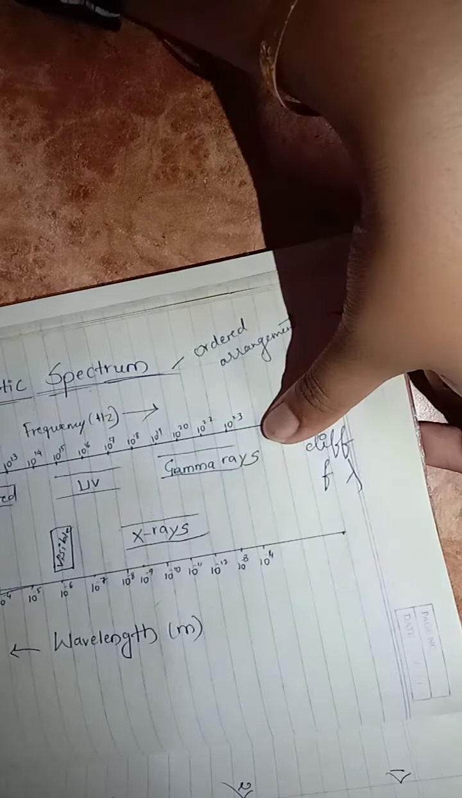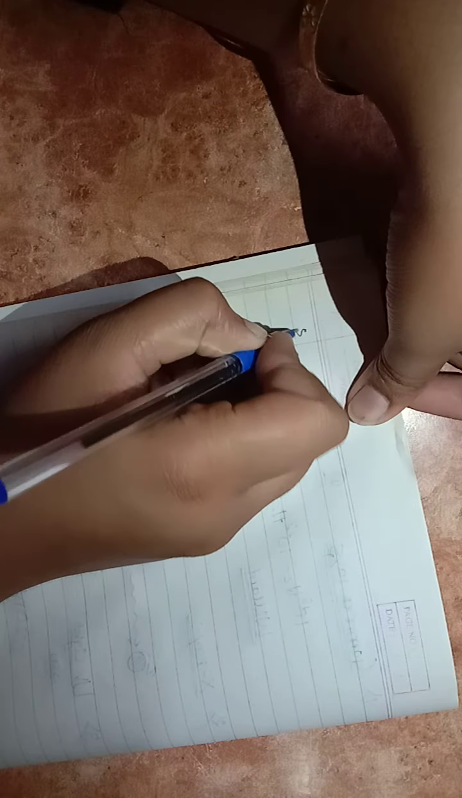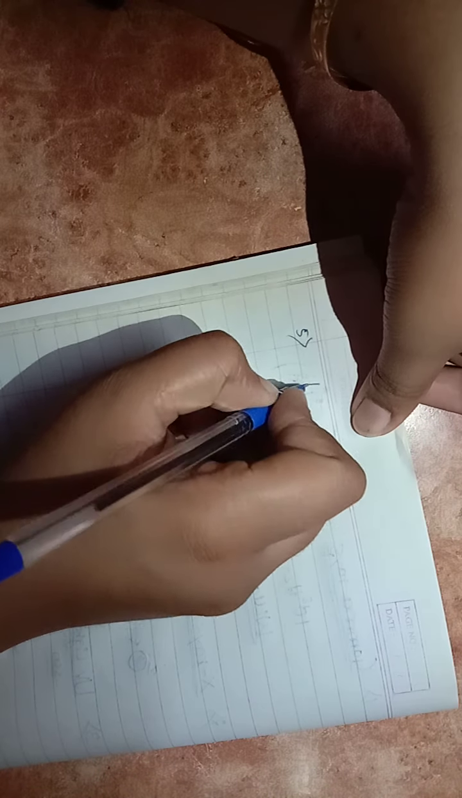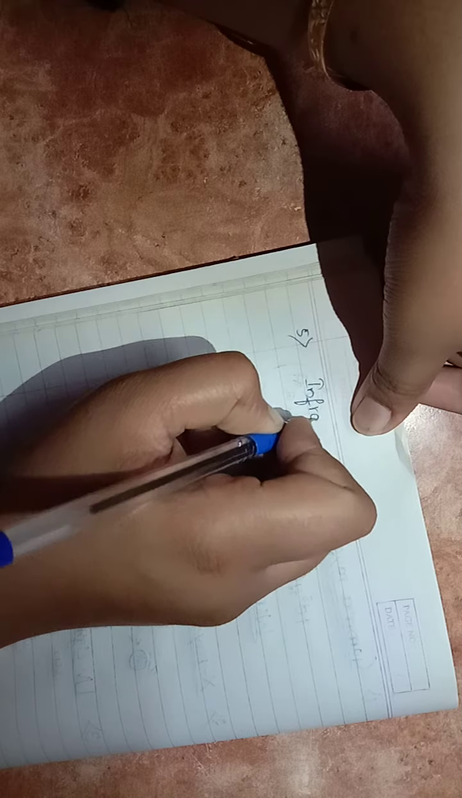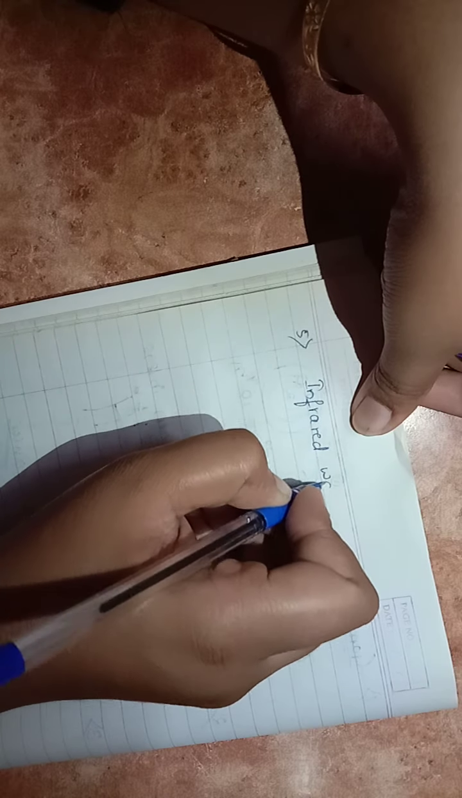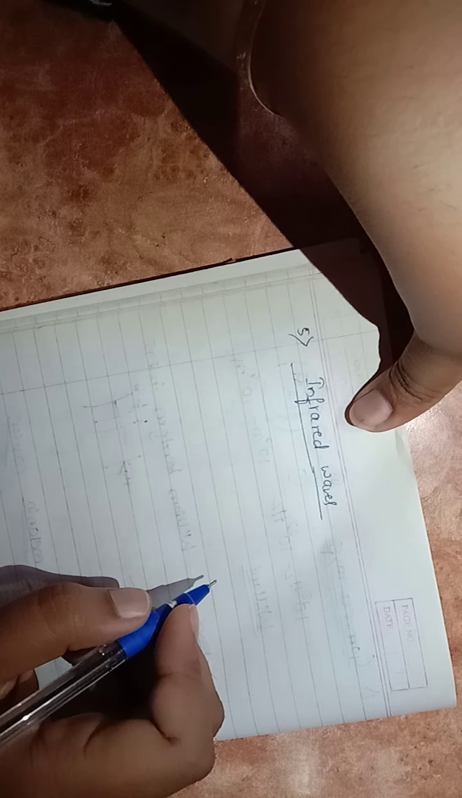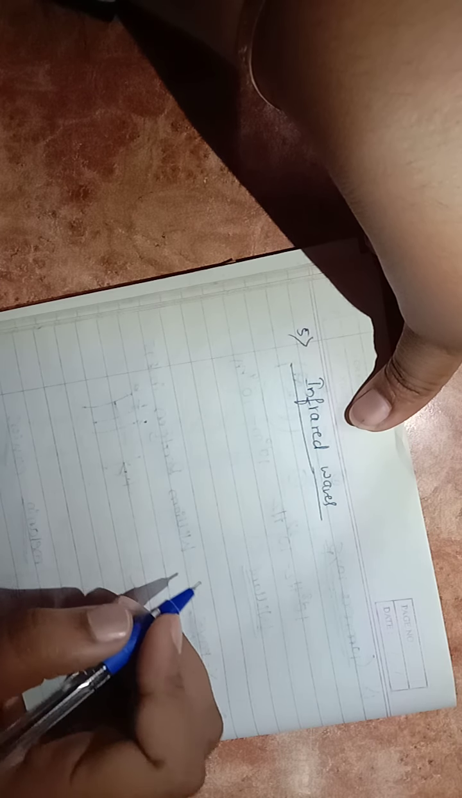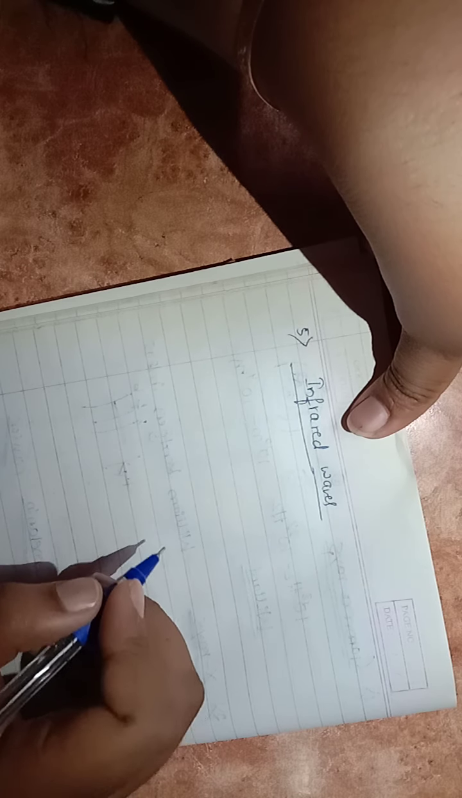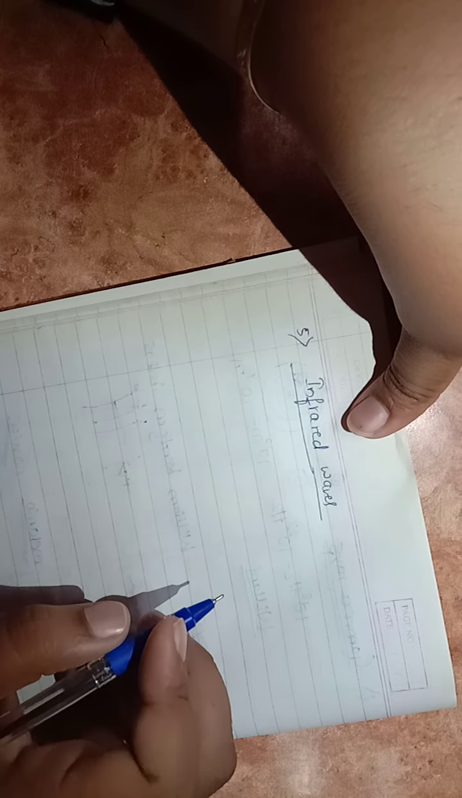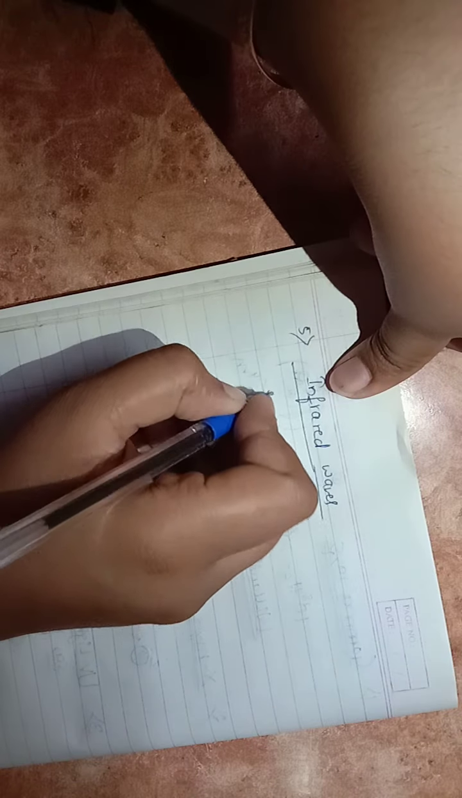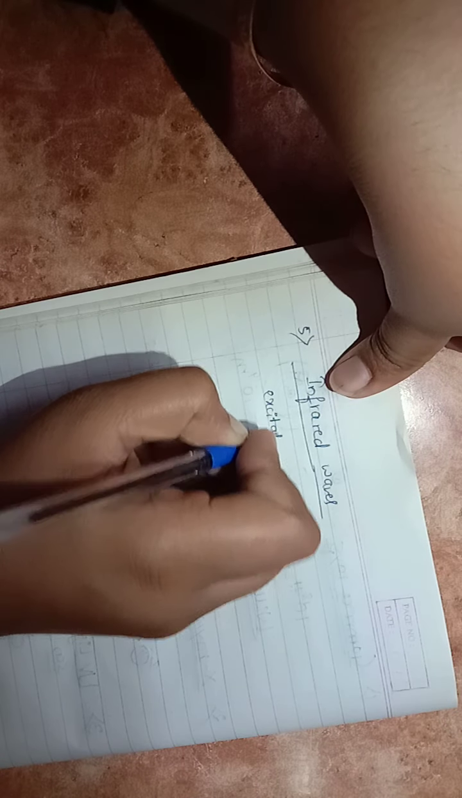Okay, next we are having the fifth one, infrared. This is also coming from the sun. Infrared waves, you know their frequency and wavelength already. How are the infrared waves produced? The infrared rays are produced by excitation of atoms and molecules.